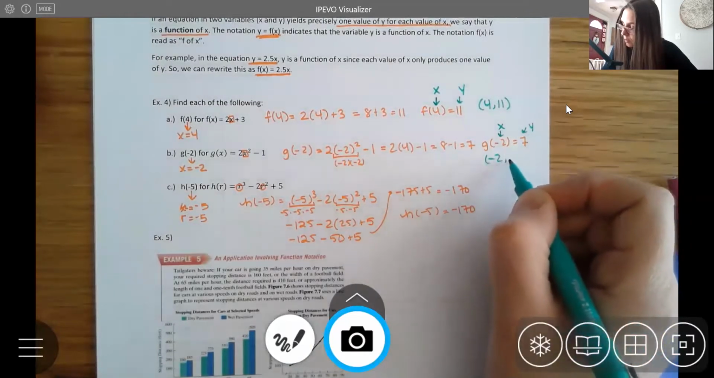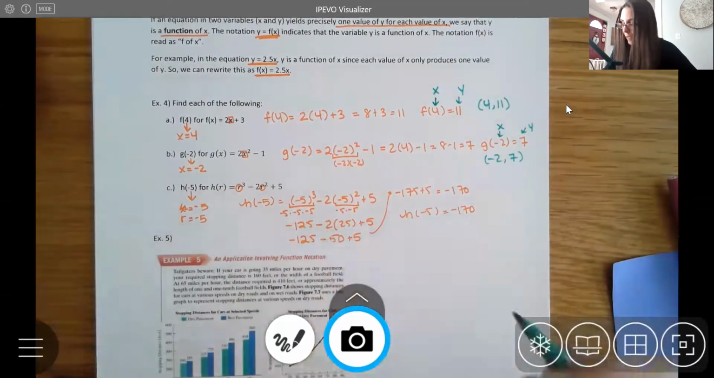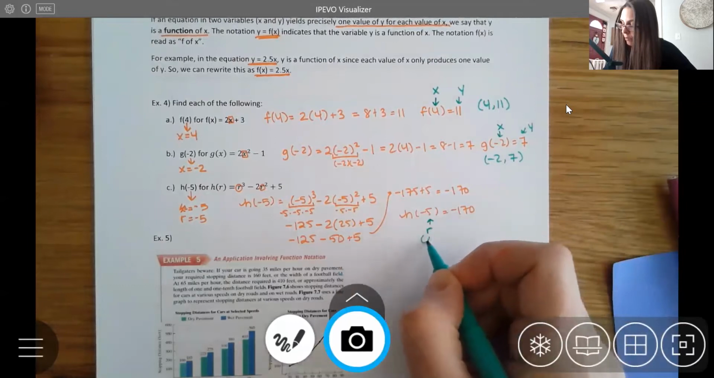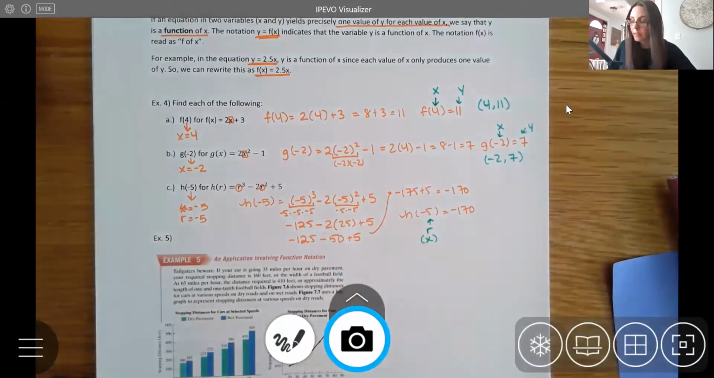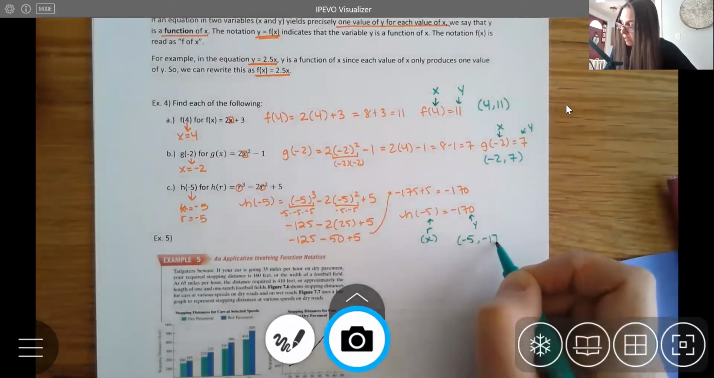So -2, 7. And again, I know it's kind of weird because we're using r instead. So I guess technically this is your r value, but it would be like your x value on your axis. And then this would be your y value here. So it would be -5, -70.